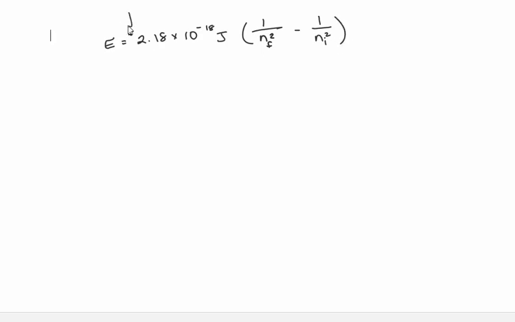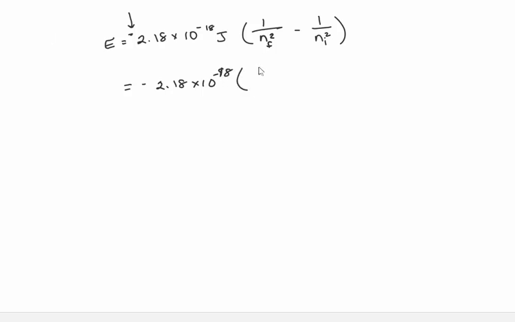Now this negative sign here is a convention where the negative energy occurs when energy is released. So that's when we go from a higher to a lower state. When we calculate this energy, we'll keep that sign convention for now.